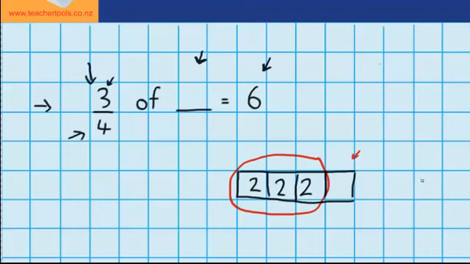So now that I've done that, it's obvious to see how many candles must be on this piece at the end. It must also have 2 candles on it. So now I can work out how many candles must be on the whole cake. 2, 4, 6, 8. So in this gap up here I can write 8. 3/4 of 8 equals 6. Let's try another question.